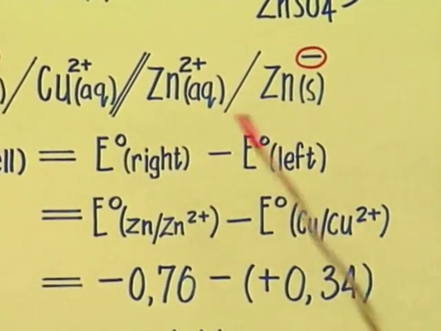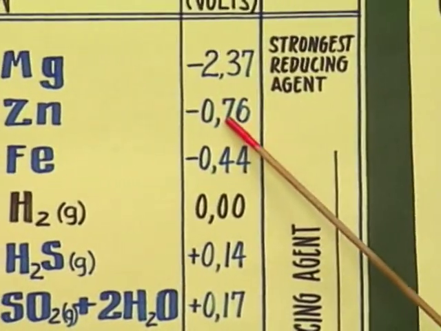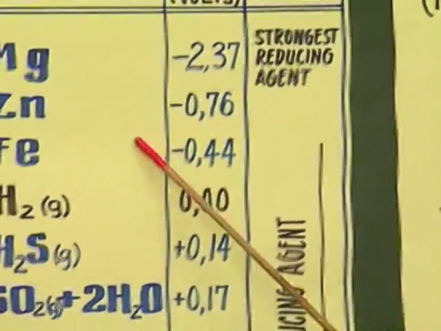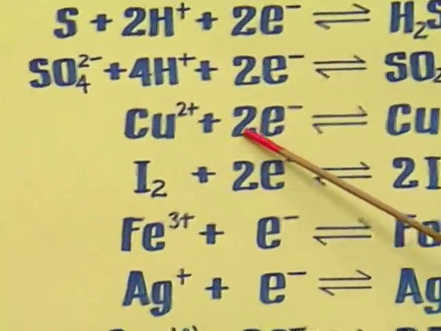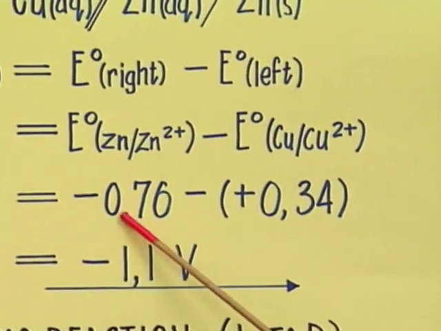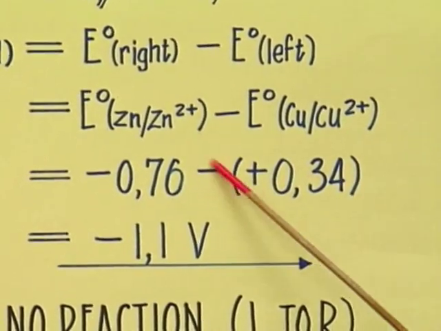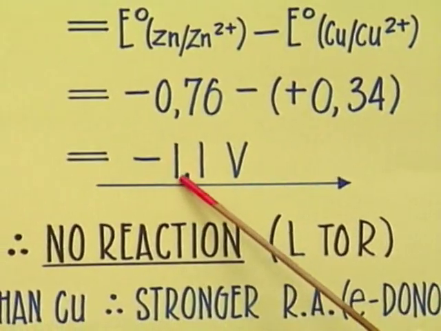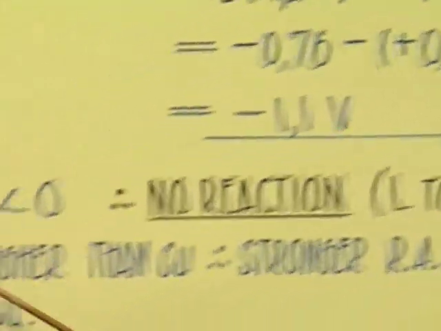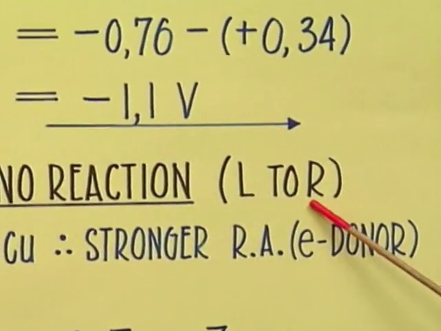If we now refer to the standard electrode potentials, we find that the electrode potential for the zinc half cell is minus 0.76 volts, while the standard electrode potential for the copper half cell is plus 0.34 volts. Substituting these values in our equation for the zinc half cell, minus 0.76 volts, and for the copper half cell, plus 0.34 volts, we find a negative answer for the cell EMF of 1.1 volts. Because the cell EMF is negative, we have no reaction as written from left to right.